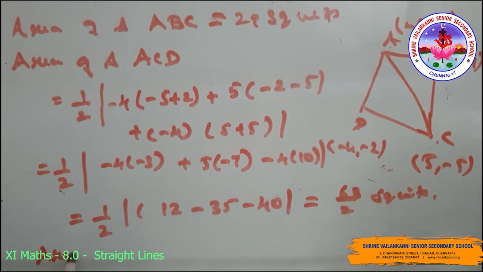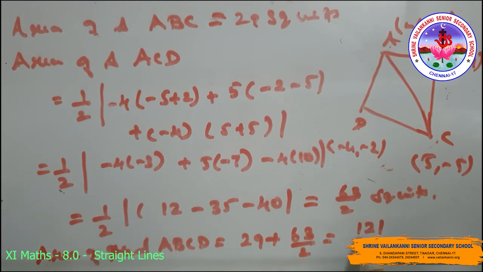So area of quadrilateral ABCD equals area of triangle ABC, which is 29 square units, plus area of triangle ACD, which is 63 by 2 square units, which is equal to (58 plus 63) by 2, which is 121 by 2 square units.